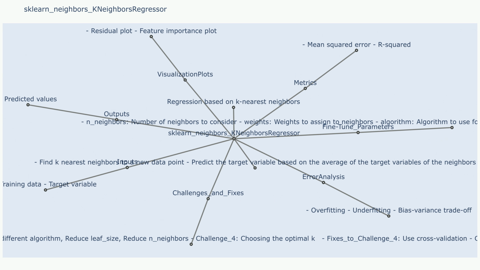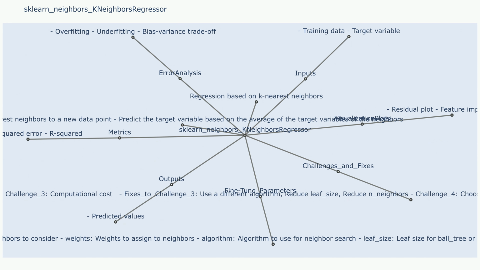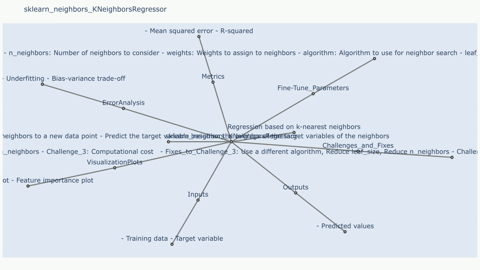Fine-tune parameters. n_neighbors, the number of neighbors to consider during prediction. Higher values can smooth out predictions but may lead to overfitting. Weights specifies how to weigh the contribution of each neighbor. Uniform gives equal weight to all neighbors, while distance weights neighbors by their inverse distance.